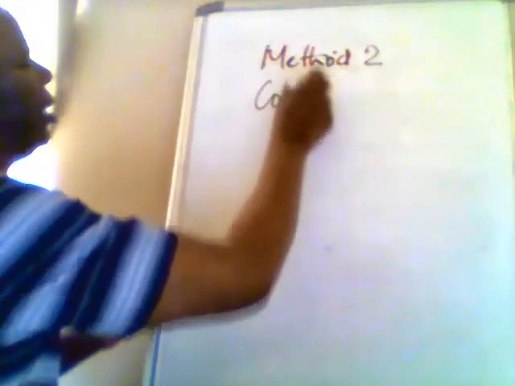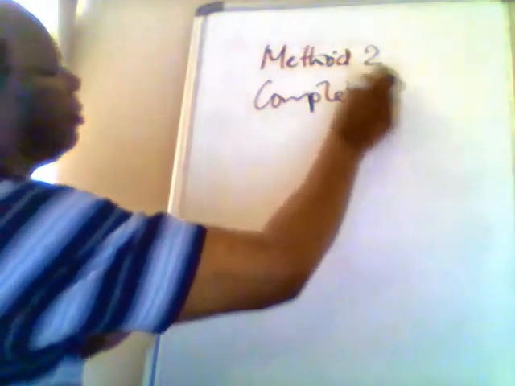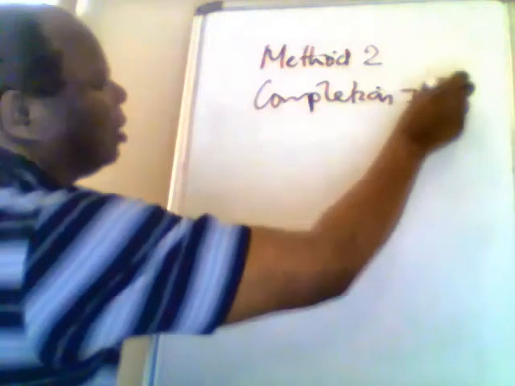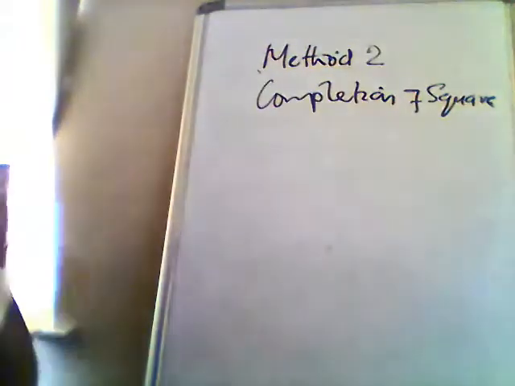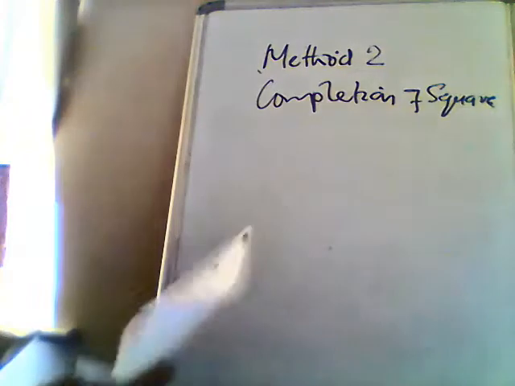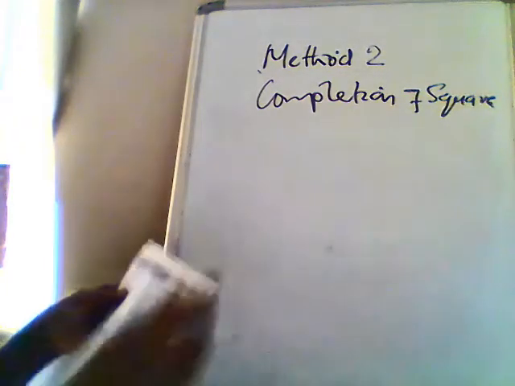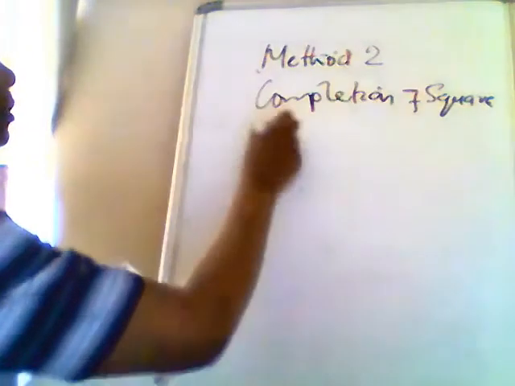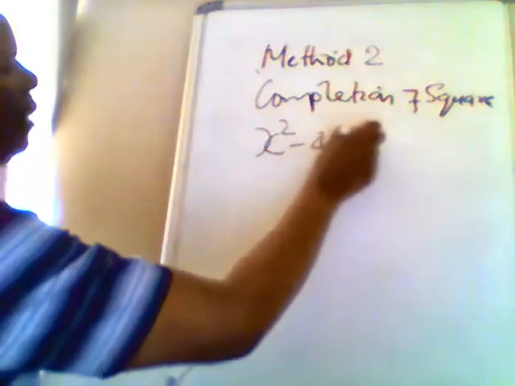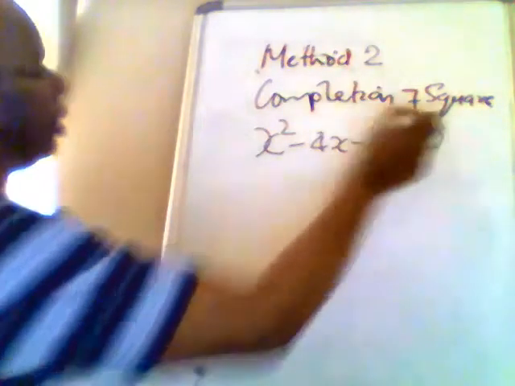Completion of the square. Again, we're going to use the same question that we have had as the exam question, which is x squared minus 4x minus 12 equals 0. Okay.